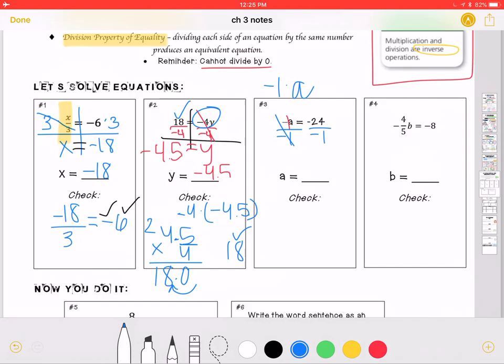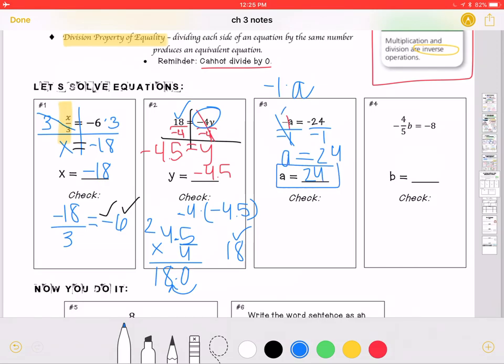Remember, to show division, you almost want it to look like a fraction. So now a equals, and let's do this. What's a -24 divided by a -1? Negative divided by a negative should give us a positive. And a number, whenever it's divided by 1, it's always itself. So I get a positive 24.